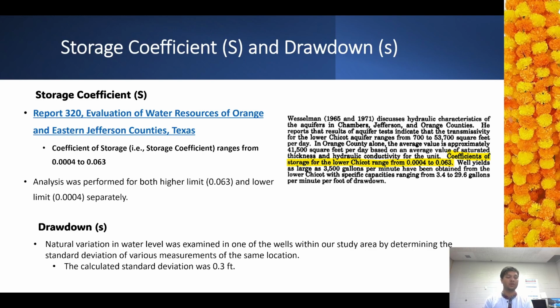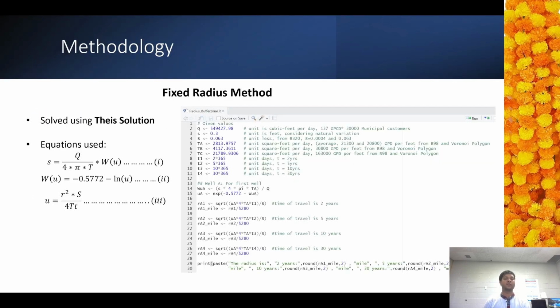And in terms of drawdown, we used water elevation and latitude and longitude of wells data for determining the drawdown. From the water levels measure and well main table, we found the water elevation and longitude and latitude of the wells, and from the data we found the wells in which measurements were taken for the same well at different times. Using these two data we found the drawdown as the standard deviation of the various measurements from the same locations. After all the 5 parameters were found, we used this solution to determine the radius of the wellhead protection areas. So the equation used can be seen on the screen.